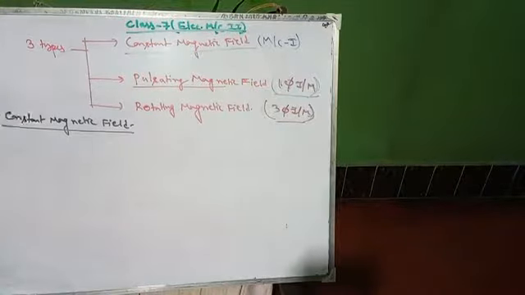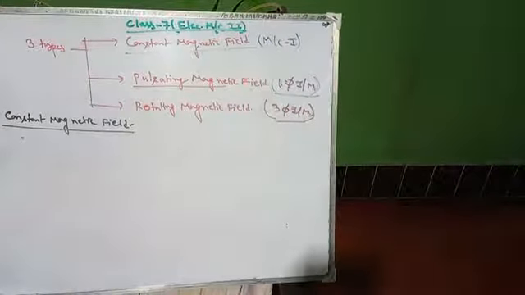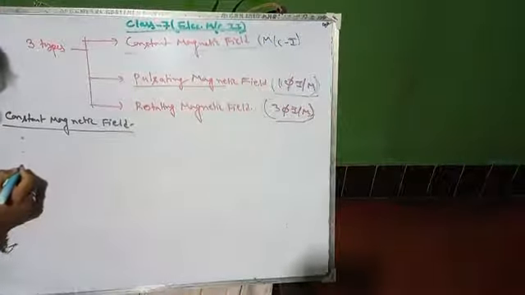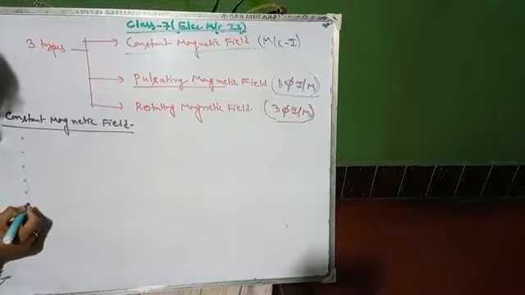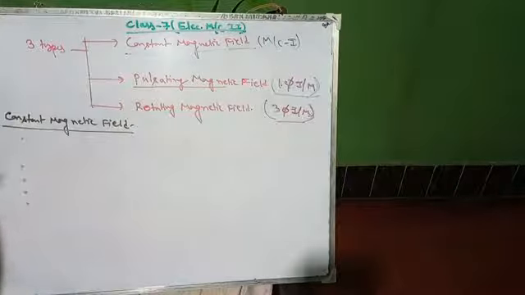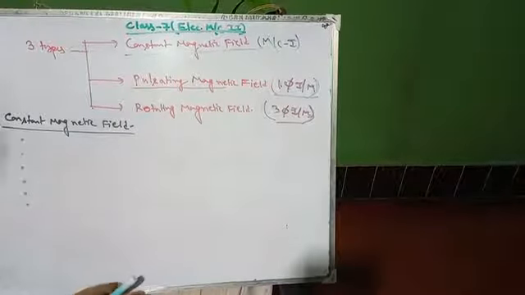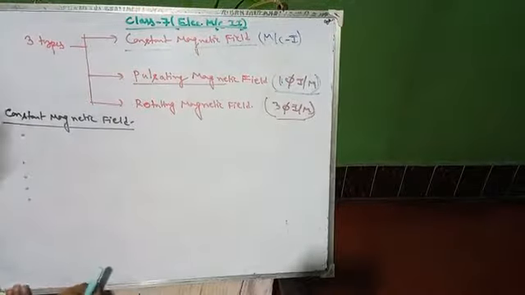Constant magnetic field can be produced by... write some sentence first. Okay, you have to write the points first. So these points are sufficient for your constant magnetic field. Okay, so write, for constant magnetic field can be produced.